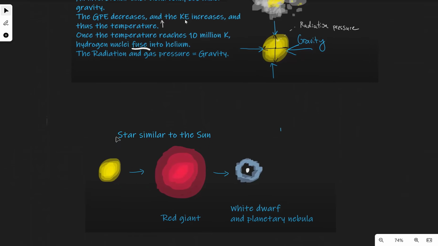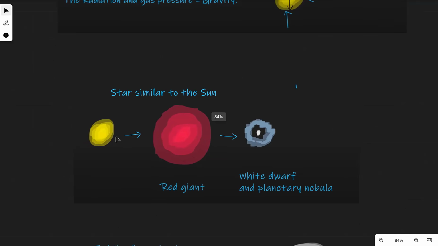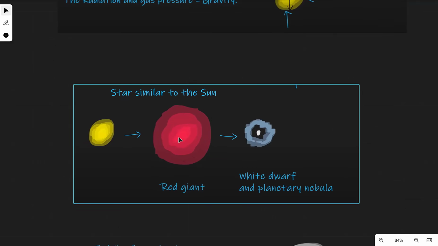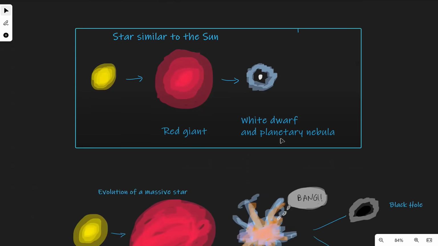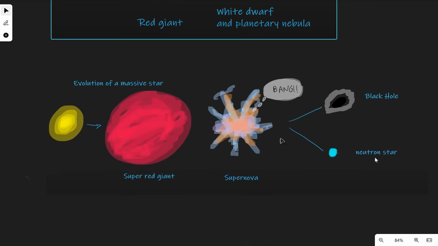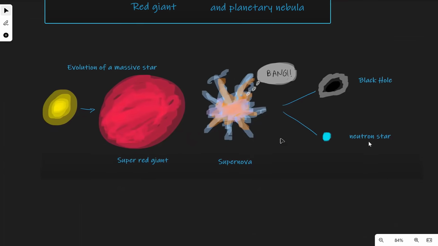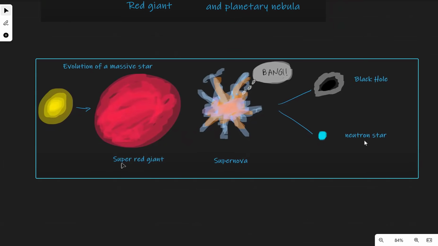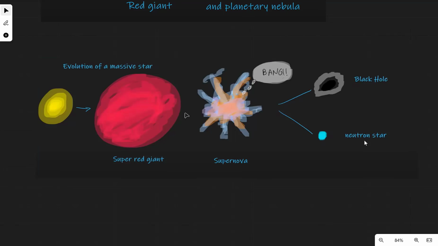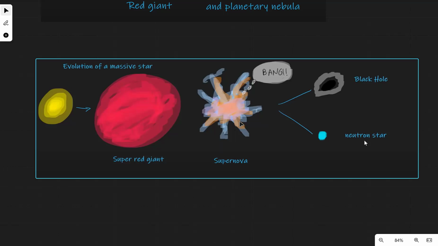What is the evolution of a star that is similar to the sun? Well, our sun will turn into a red giant, as we've just shown on the HR diagram, and then it will eventually turn into a white dwarf with a planetary nebula. A much more massive star will undergo a very different life cycle. It will turn into a super red giant, a little bit further left on the HR diagram, but then it will cause one of the biggest explosions in the universe, which is a supernova.